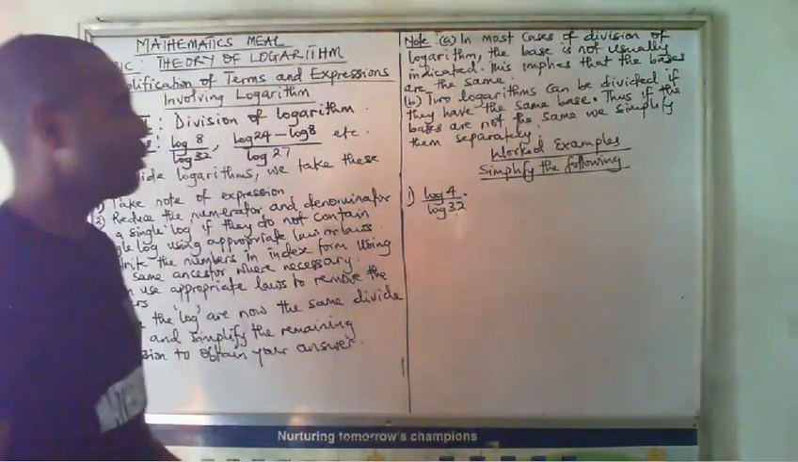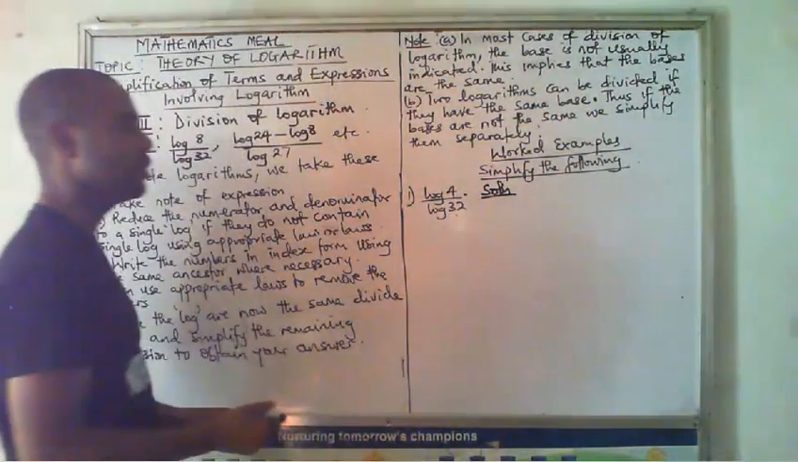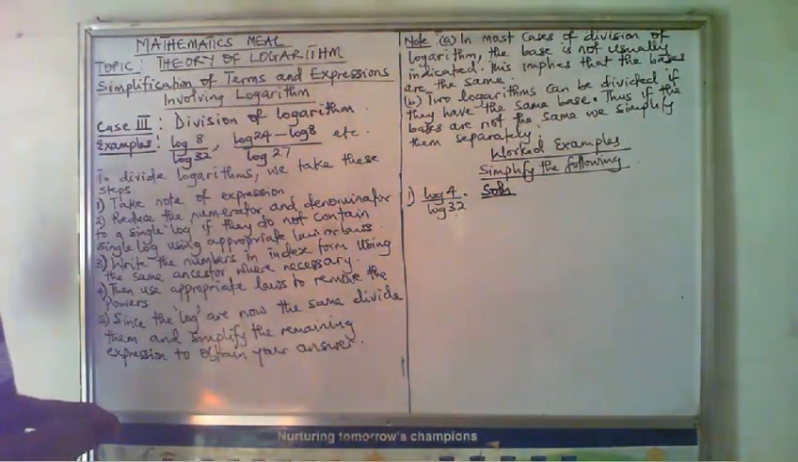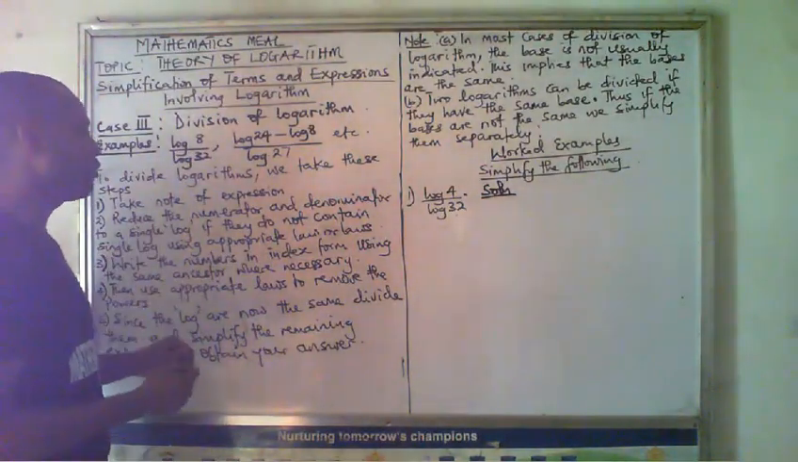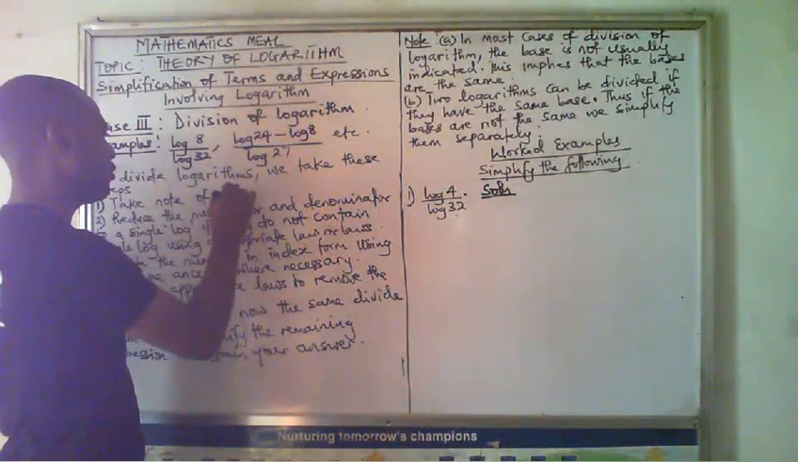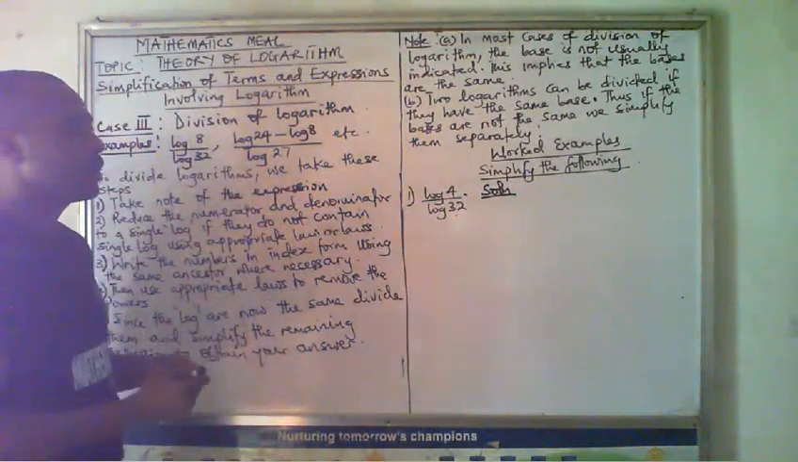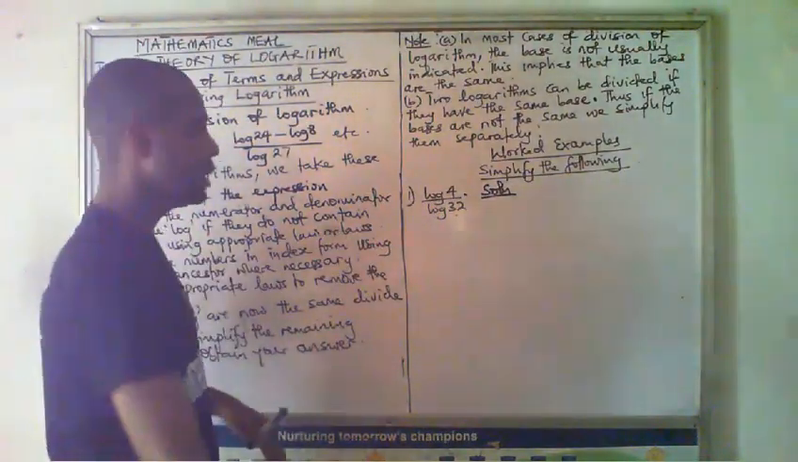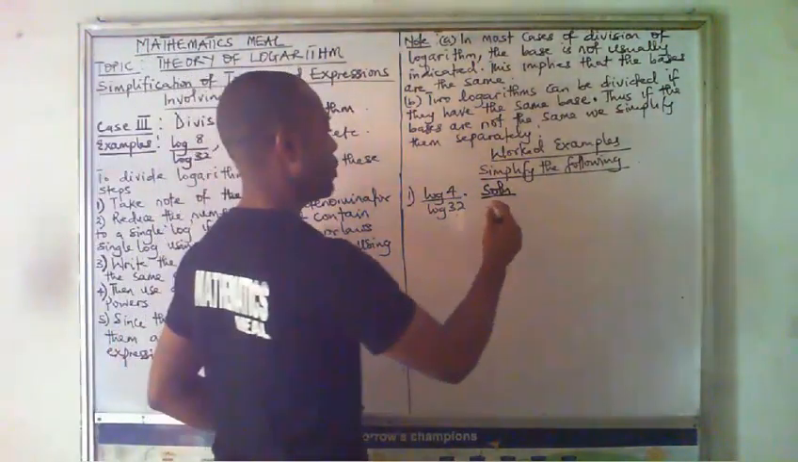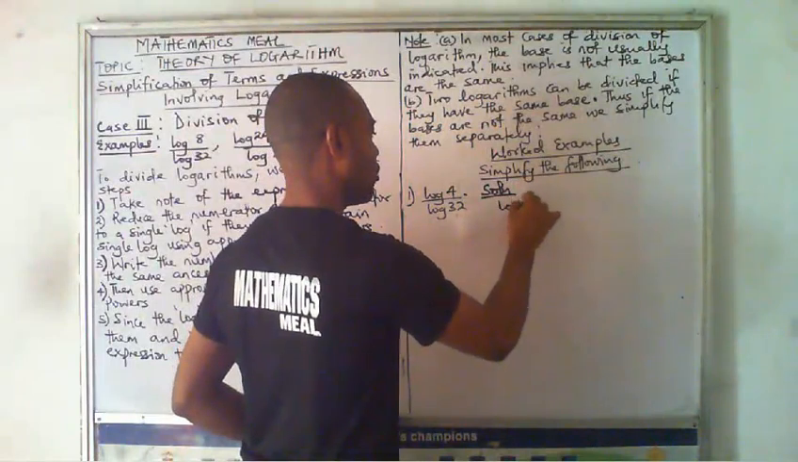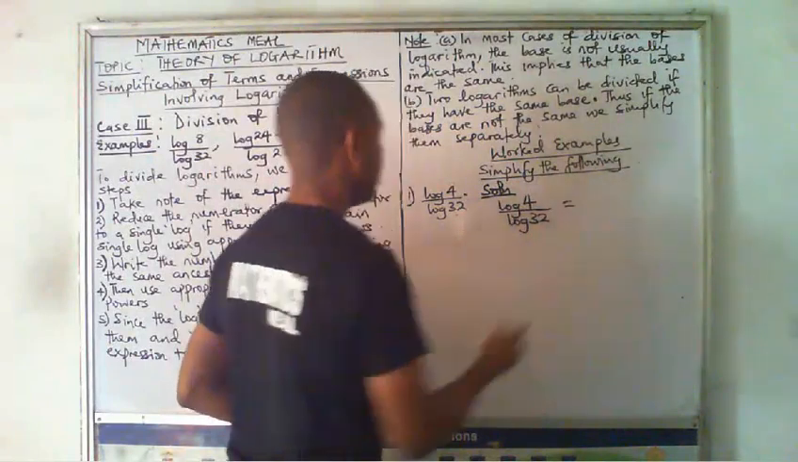So we have 5 steps that we are going to apply. Now quickly we are going to apply these steps. When we have division of logarithm, what are we expected to do? Like you used to do in other problems, take note of the expression. So look at the expression, we have to take note of it. And if we take note of the expression here, we have log 4 over log 32.